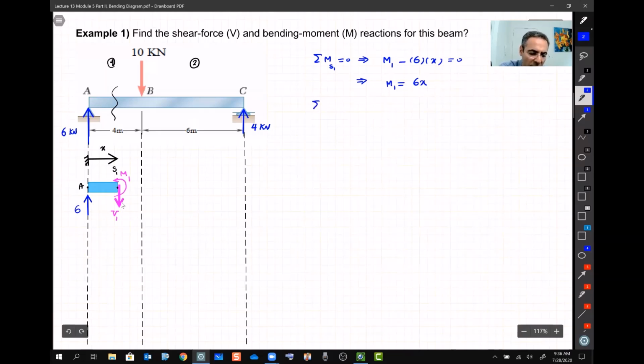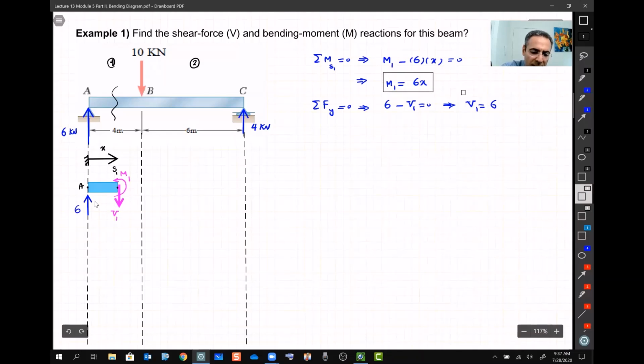And then the second equation I need to use is sum of the forces in y must be 0. So in y, I have 6, which is positive, going up. And then I have minus V1 going down. From here, I get V1, which is equal to 6. So this is the equation for bending, and this is the equation for shearing in this section. And this section is between A to B. This is for section 1.